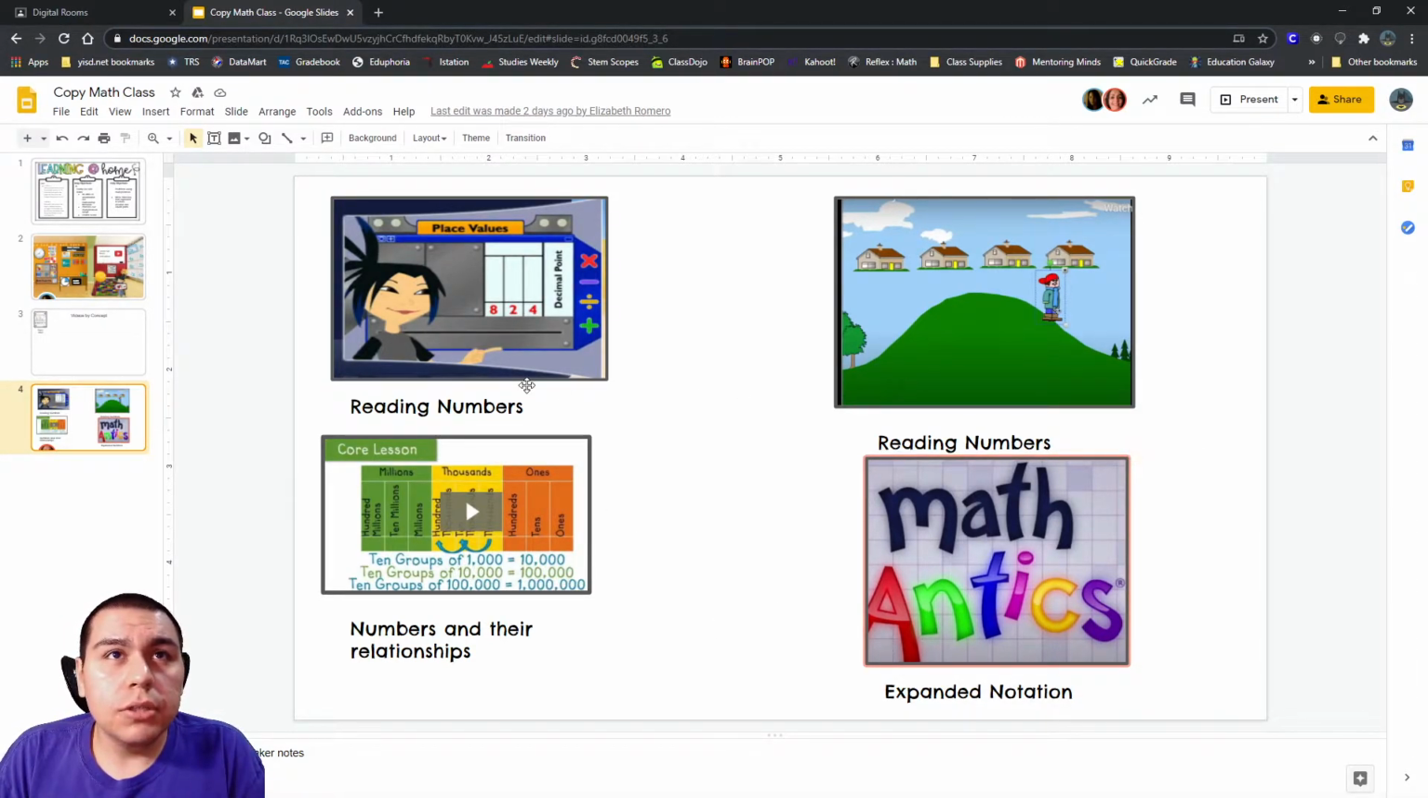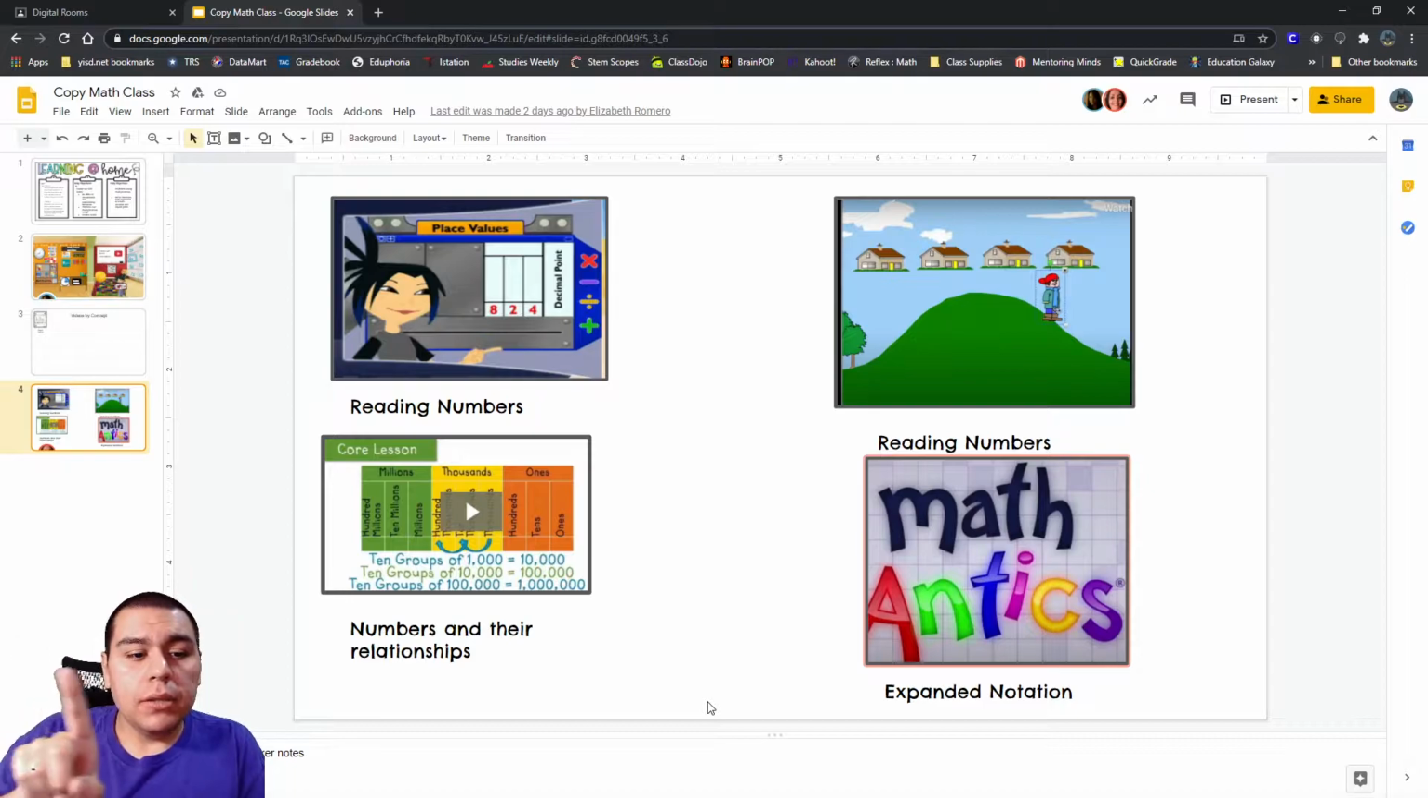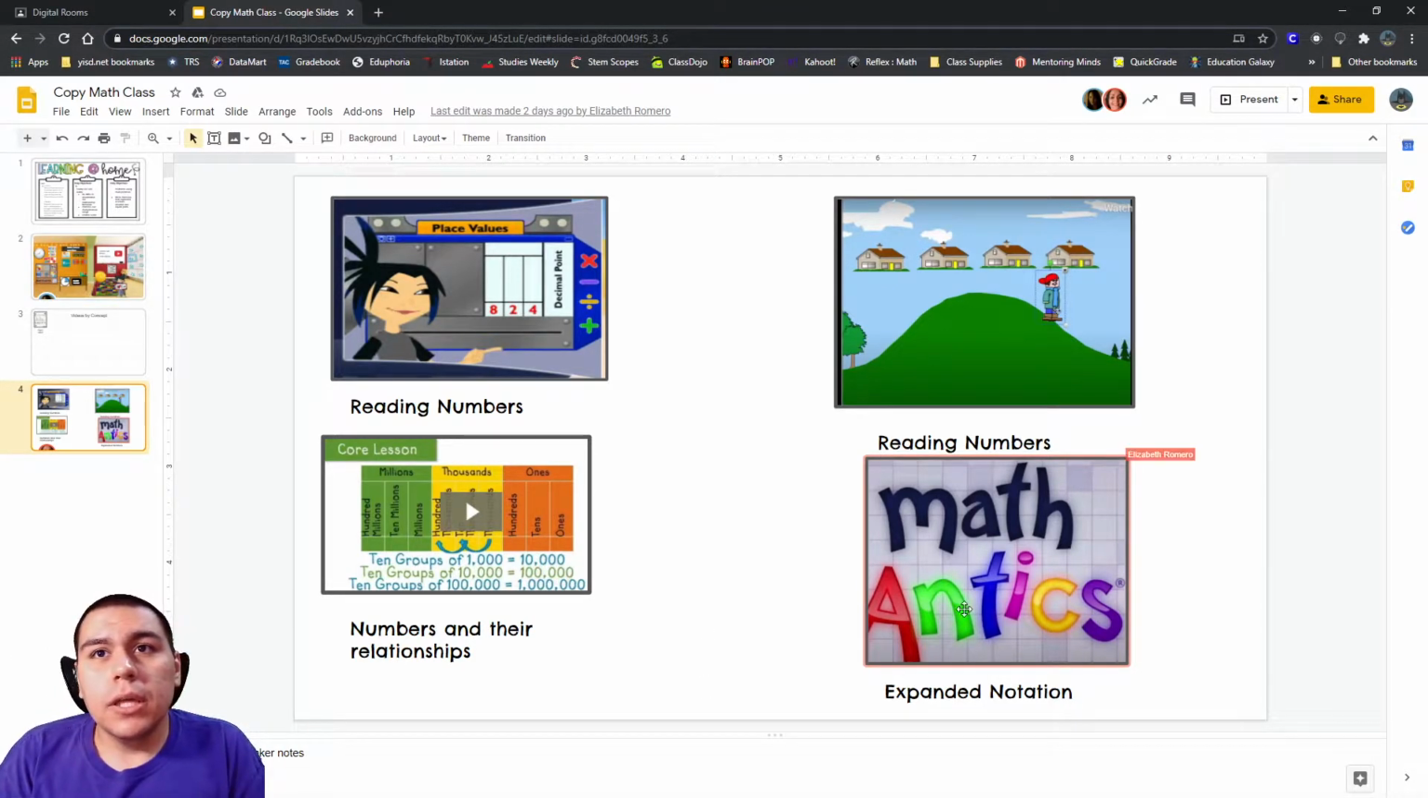We watched 2 different videos about reading numbers. Yesterday we watched one about how every time the number goes up in one place value, it gets 10 times bigger. This one's about expanded notation.